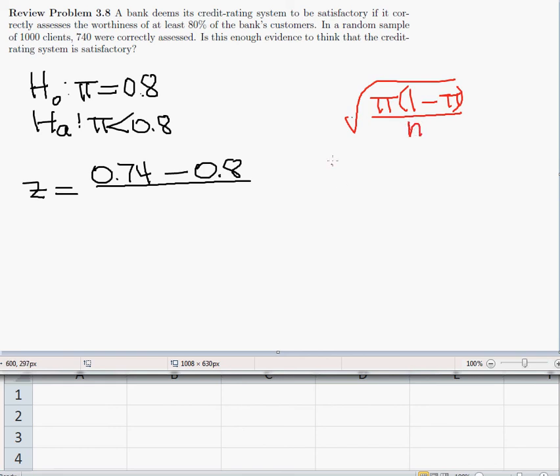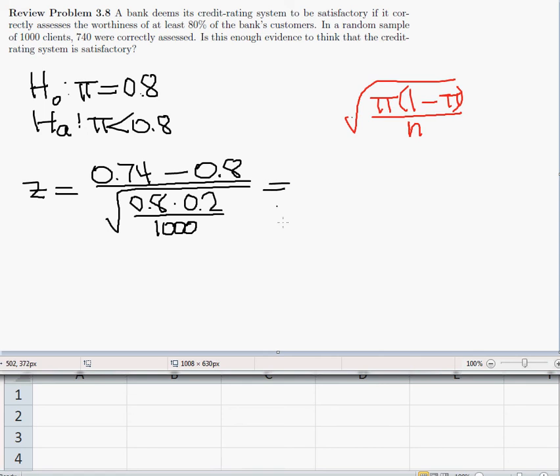Now notice in this problem I do have a hypothesized value for pi, 0.8. So when I figure out the standard error for the proportion, I need to use 0.8 in the square root and not 0.74. So that's a slight difference between a proportion problem versus the average problems that we've seen in the past. Here I have a hypothesized value for pi, so I will use that value of pi and plug that in for my exact standard error.